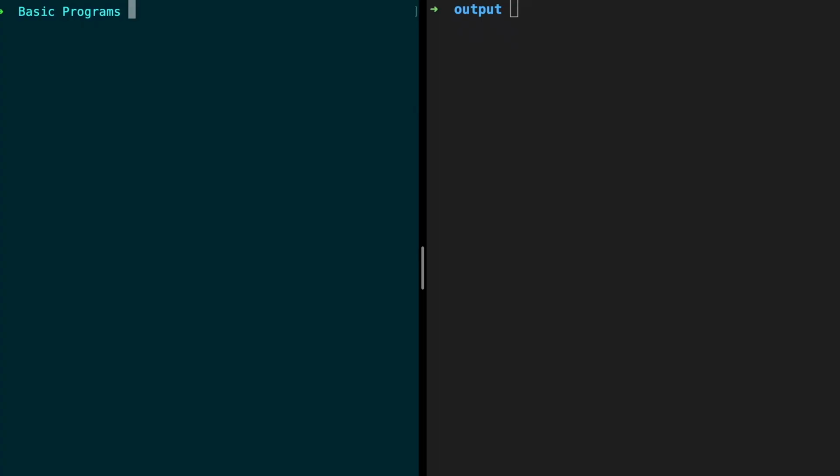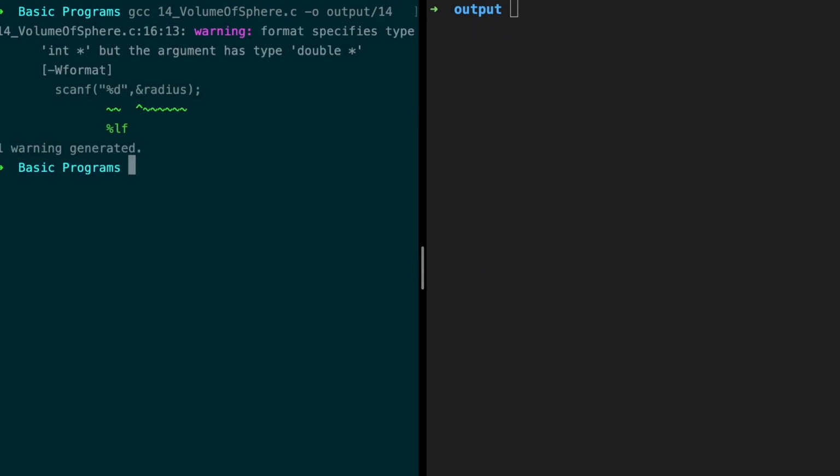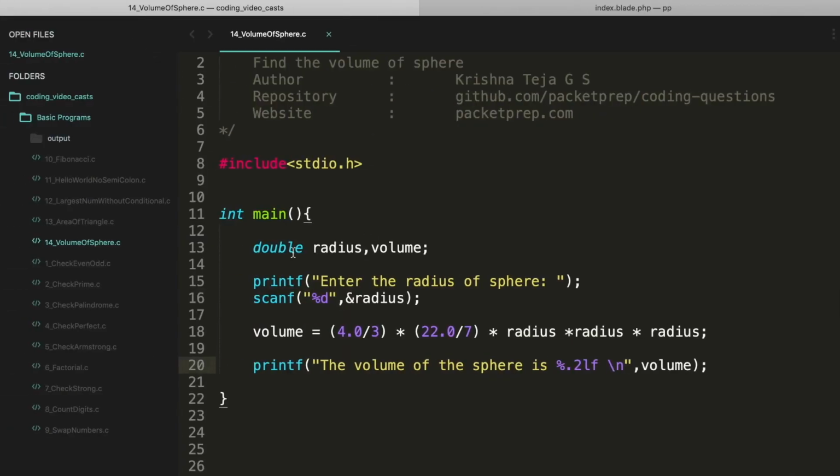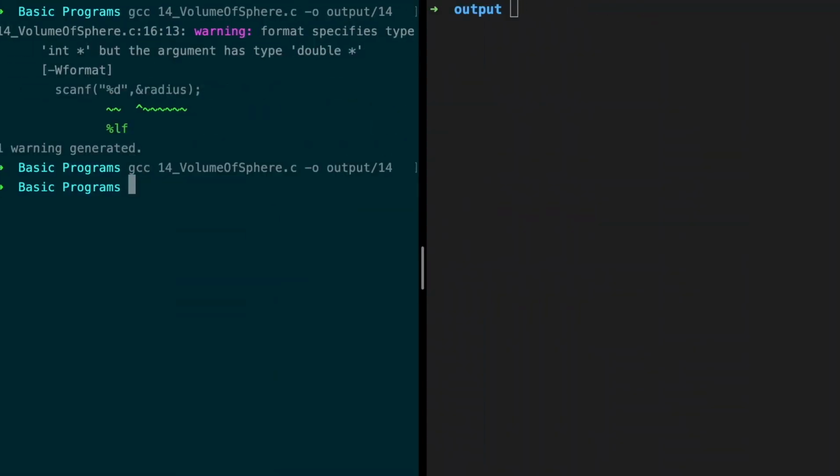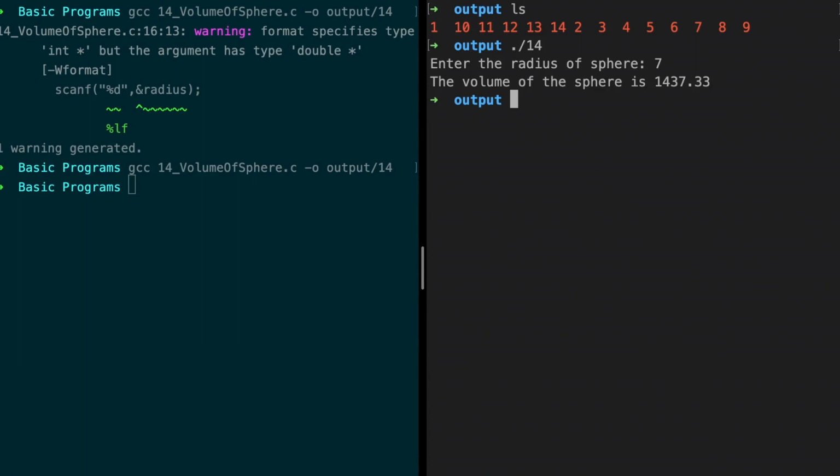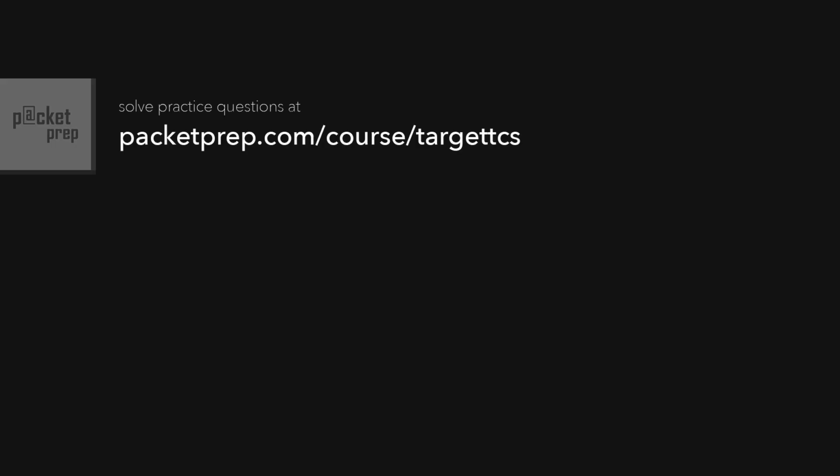Okay, now let's compile this. Okay, we have an error. Here we have taken it as double, so it has to be LF. Okay, no errors. Now let's execute this. Radius, let's give it as 7. It is 1437.33. Okay, it's working out.